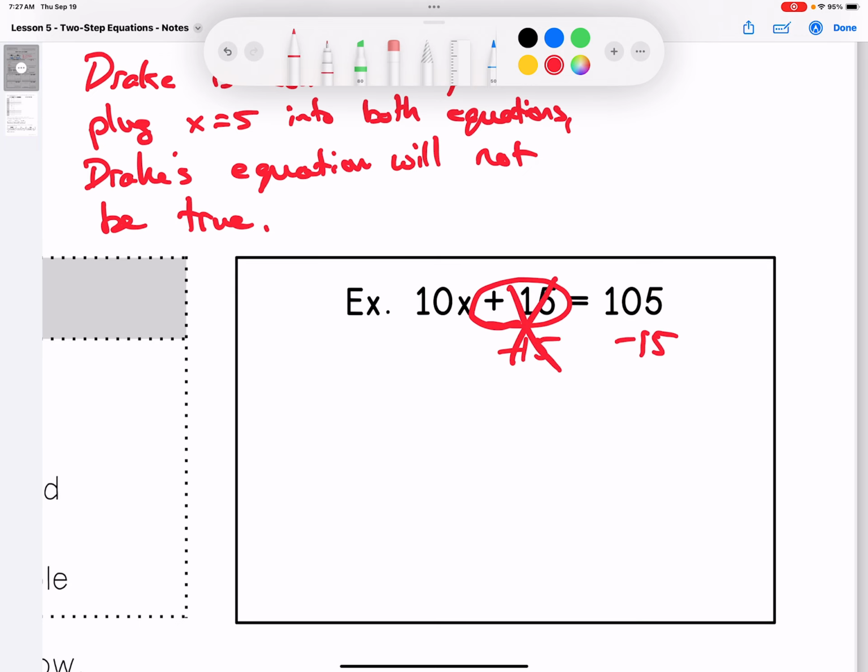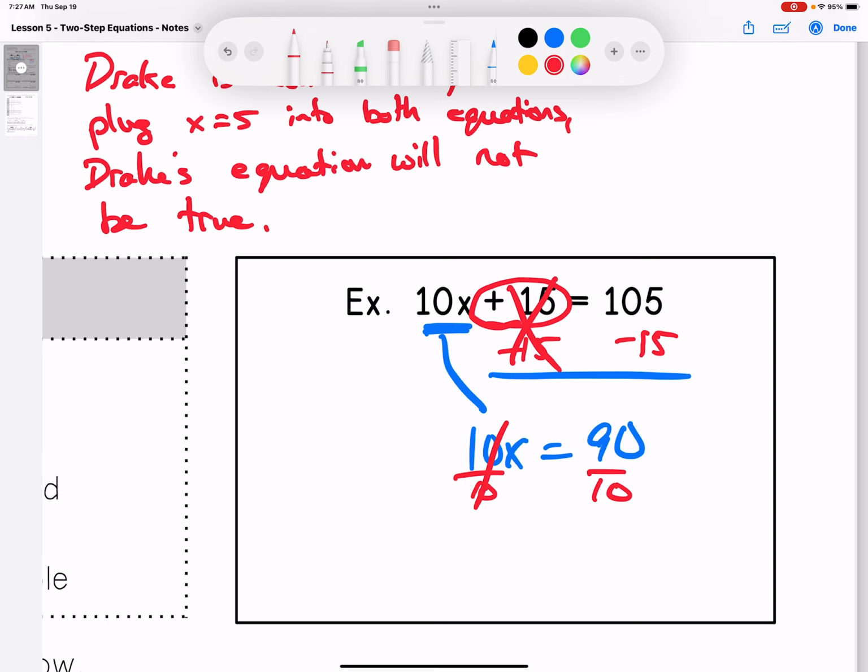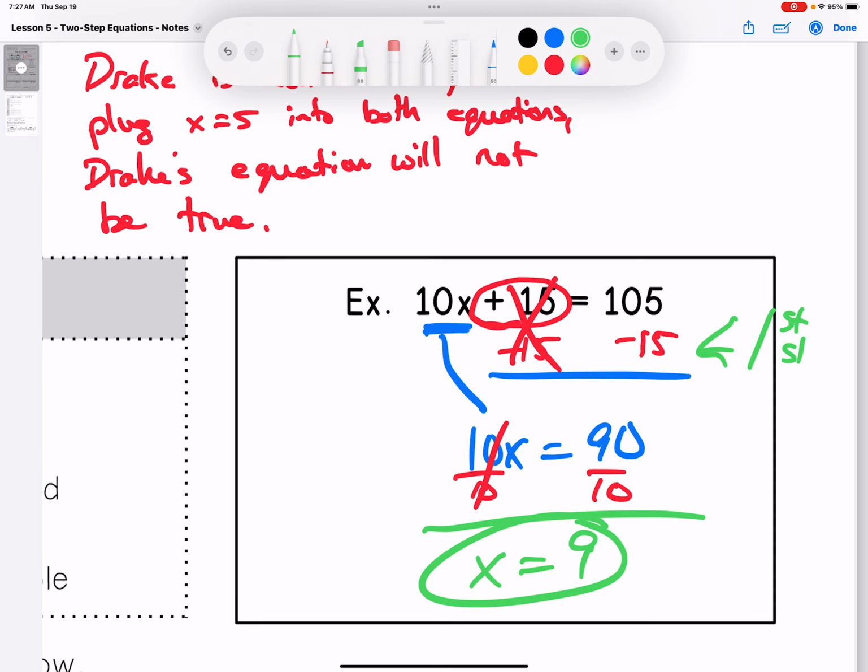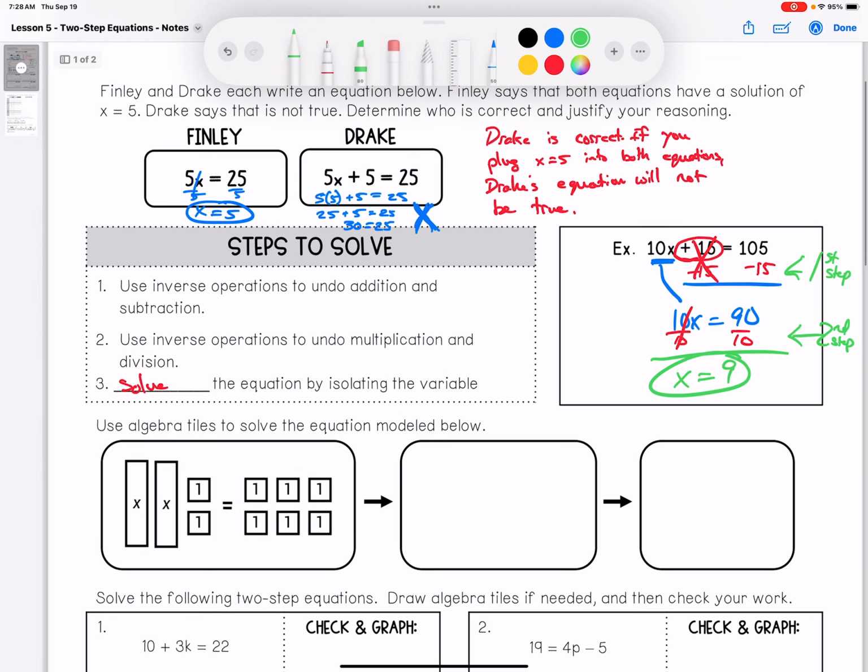Now those go away, but I'm still left with something over there in blue. I'm still left with that, so I'll just bring it down, okay? And then 105 minus 15 is 90. Now, I divide by 10. Same thing you would do in 1 step at this point. And you're left with x equals 9. That's it. So it's 2 steps. First step, second step. So it's 2 steps. Okay? Beautiful. Just beautiful, guys.